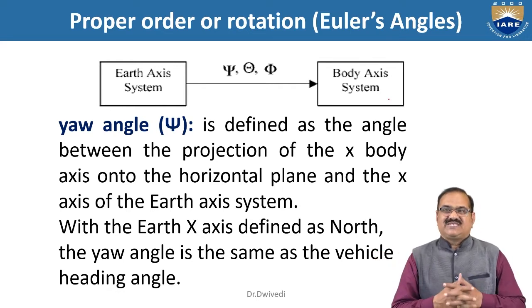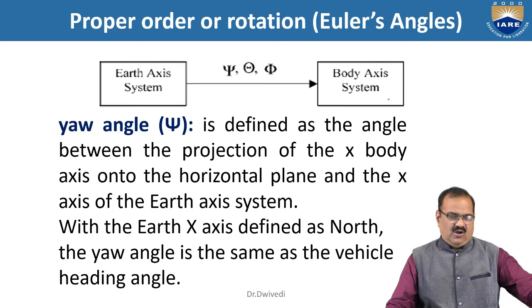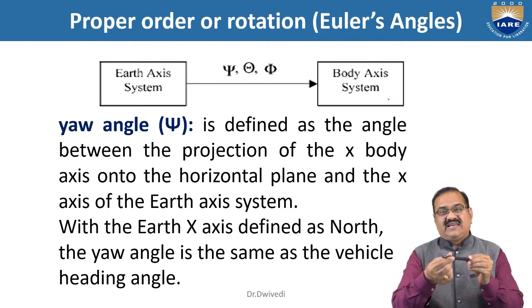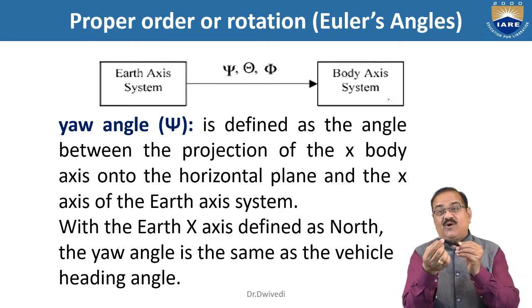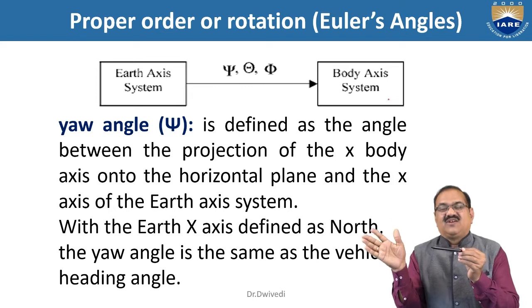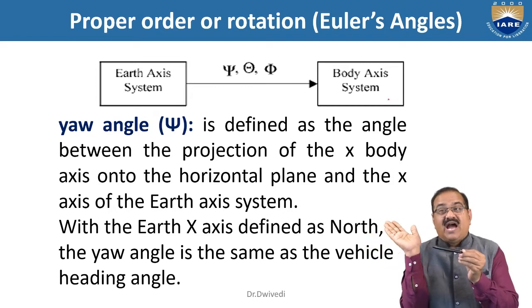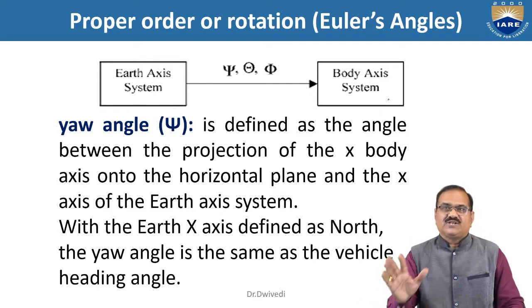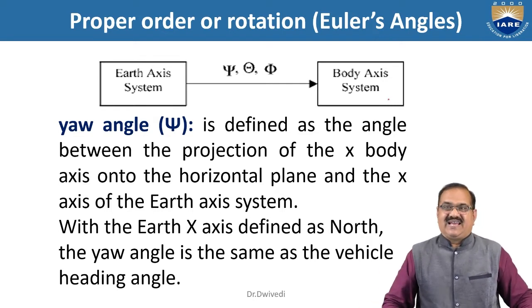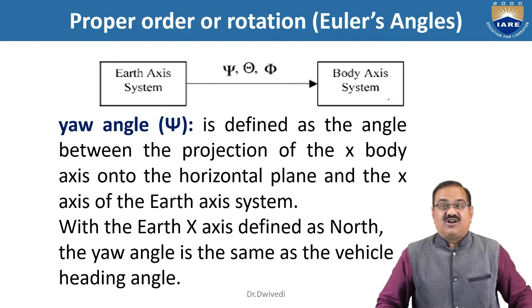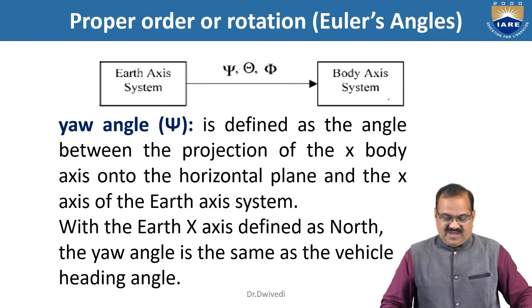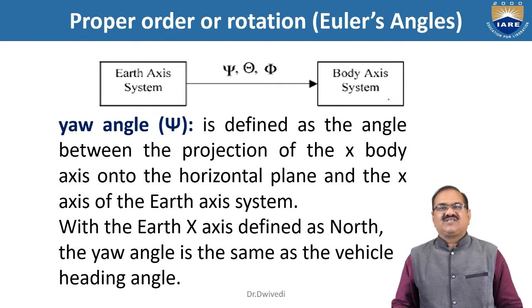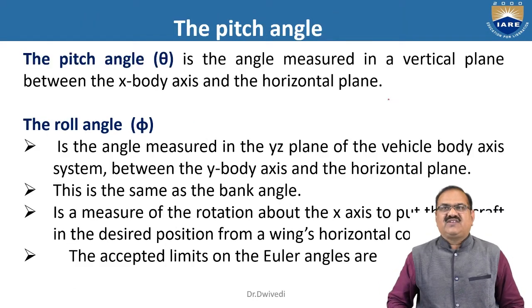So this earth x-axis is the north. So how much it is going towards the east. Towards the east it is positive, and towards the west it is negative. So this is defined as the angle between the projection of the x body axis onto the horizontal plane and the x-axis of the earth axis system. So this is the definition.